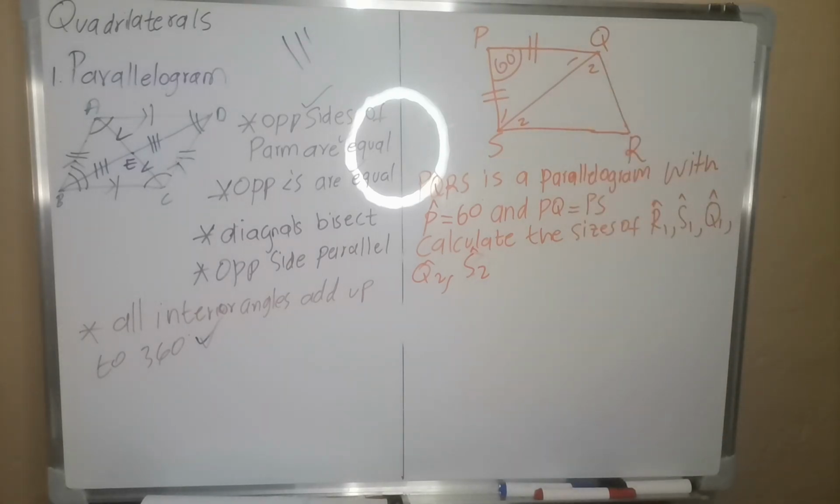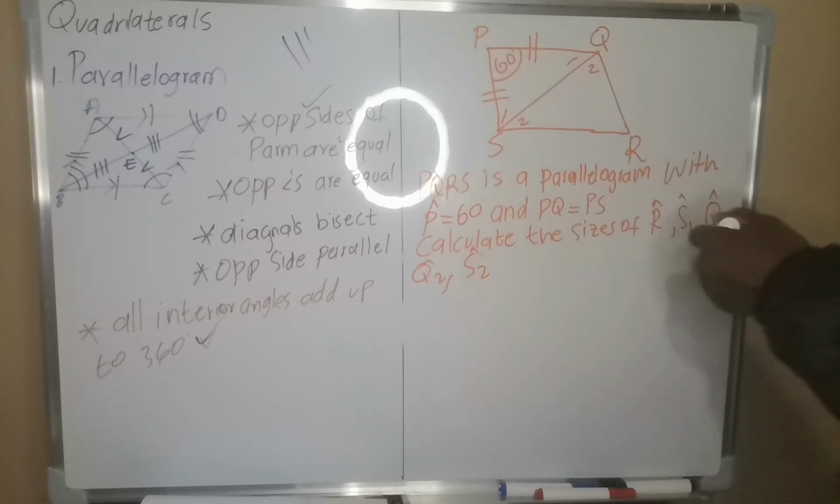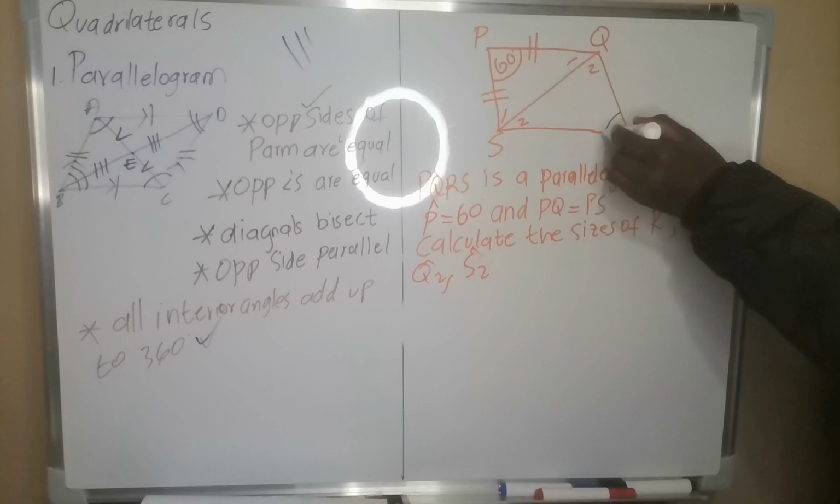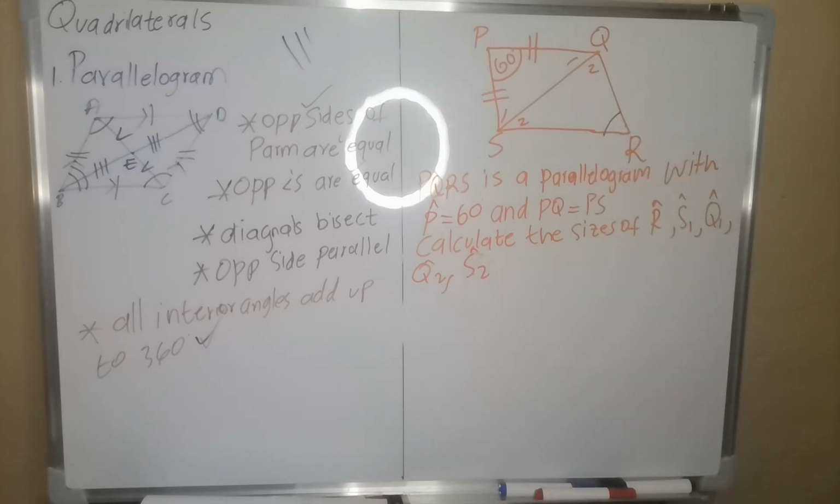So now, how can I find R? Actually, it's not R1 here. I think it's angle R, not R1. There's no R1. Angle R, here's our angle R. How can I find angle R? The first one, angle R.